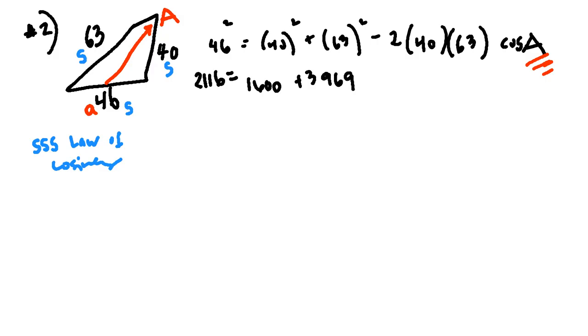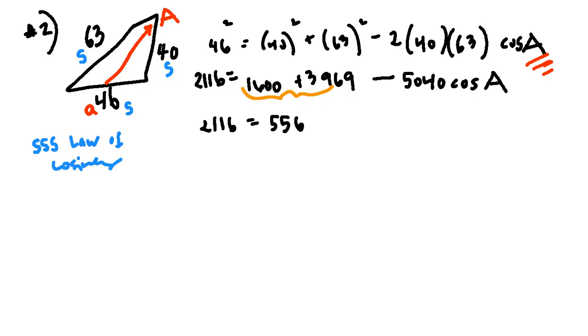And if you multiply all this together, 2 times 40 is 80, times 63 is 5,040 times the cosine of A. Now, we're looking for A. That's extremely important. My next step, I'm going to combine this here. So this is going to be 2,116 equals 5,569 minus 5,040 cosine of A.